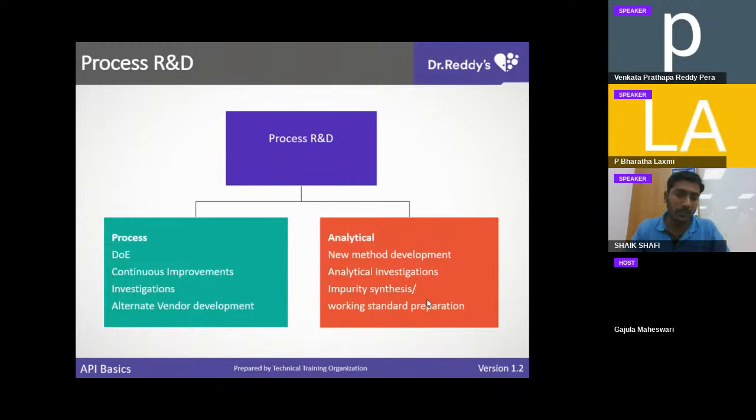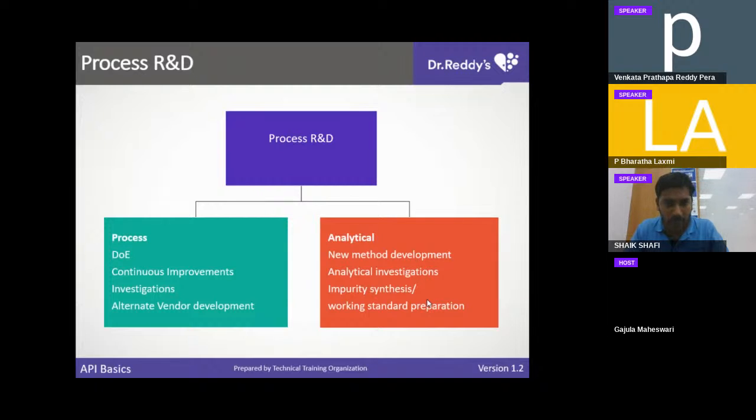So I'm saying process R&D responsibilities. Basically, they support if any process deviation happens in regular manufacturing. They also support continuous improvement projects to reduce the manufacturing cost and improve the yields, and they support investigations. When a deviation happens, how it happened and why it happened, for that purpose these people will support. These people are from a chemistry background, and they support identifying alternate vendors.